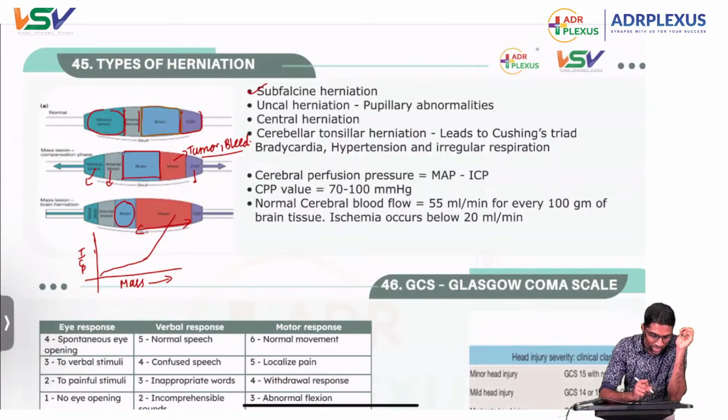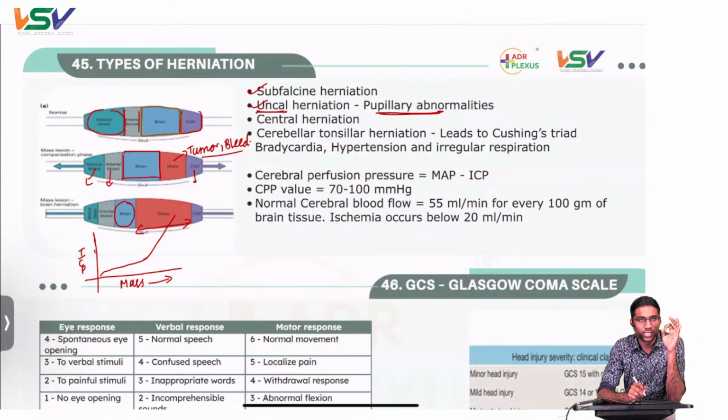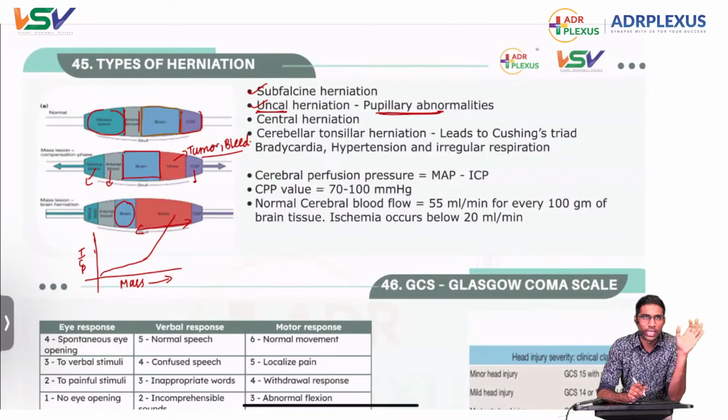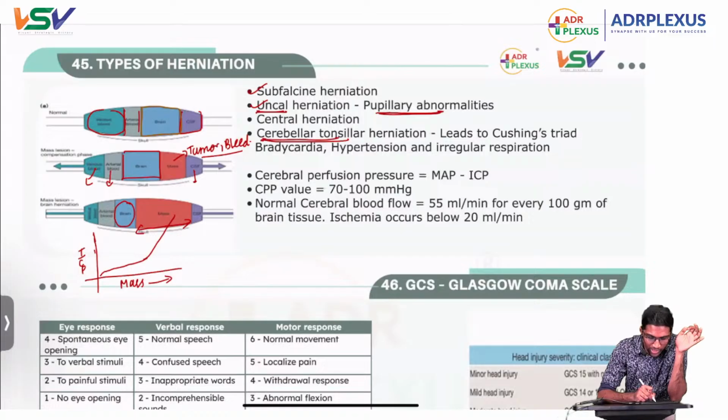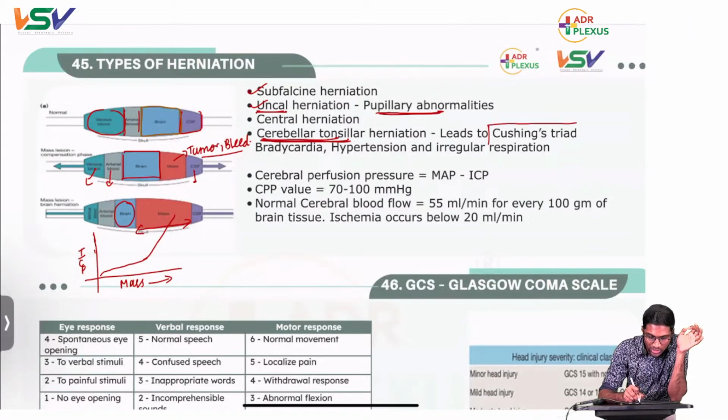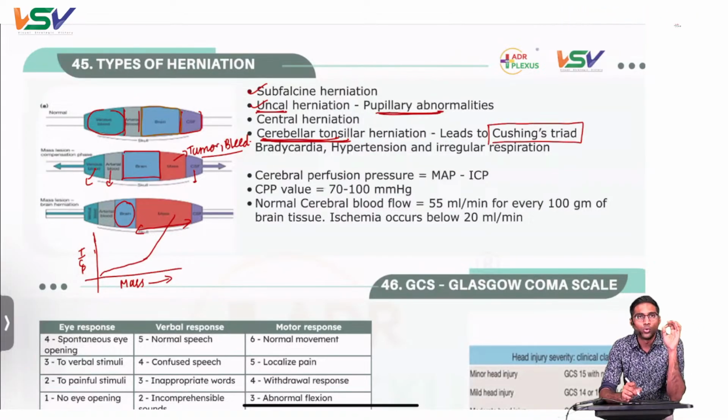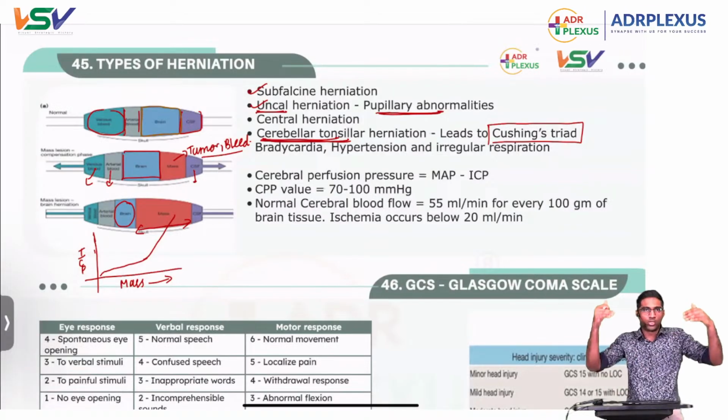So subfalcine herniation, uncal herniation, they'll give you pupillary abnormalities in the question. So pick up that point and write directly as uncal herniation. Cerebellar tonsillar herniation is very important. This is known as Cushing's triad. In Cushing's triad, what happens when the cerebellar tonsil herniates?